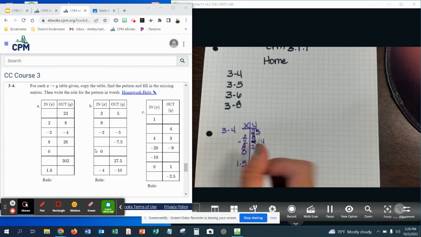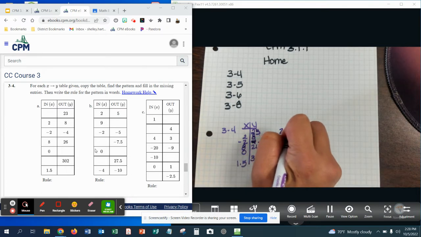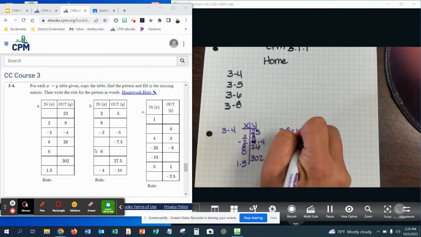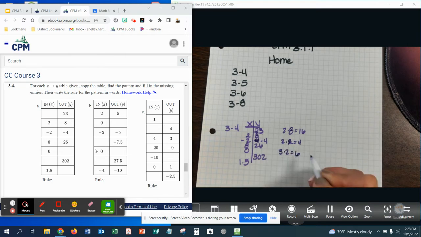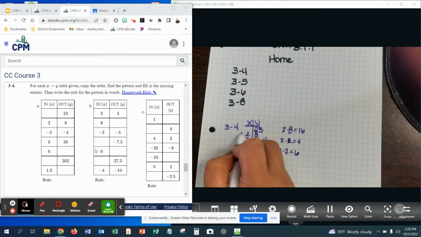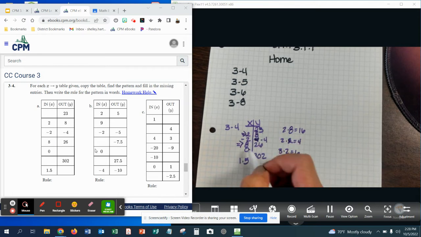Well, if we try 2 times 8, it equals 16. We want to know what number gets close to this and what number gets close to the 2. If we go 2 times 2, it's just 4. What happens if we go 3 times 2? We're going to get 6. It's closer to 8. We were looking at this one and we're looking at this one, right?